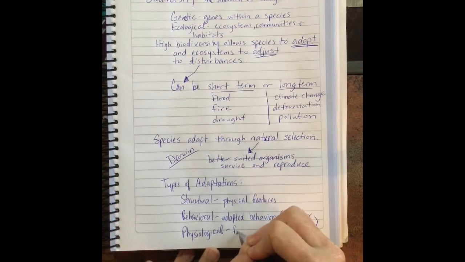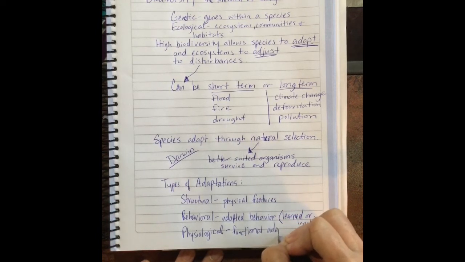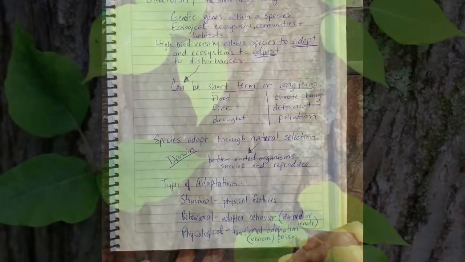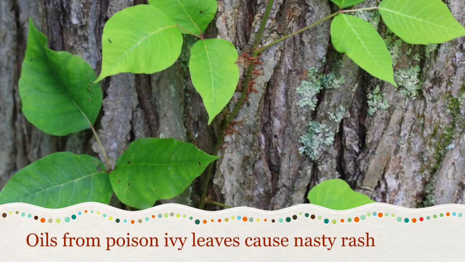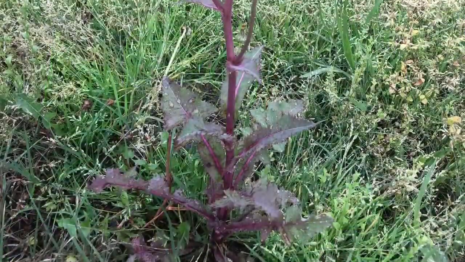Whereas physiological adaptations is a functional adaptation within the organism. For example, venom in a snake, in a poisonous snake, or a spider, or even a poisonous oil from our common poison ivy.